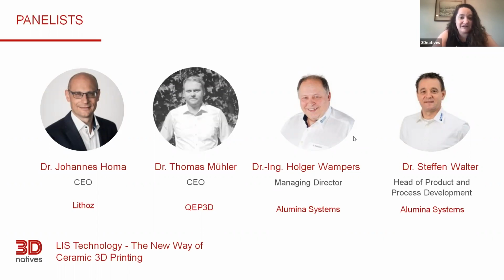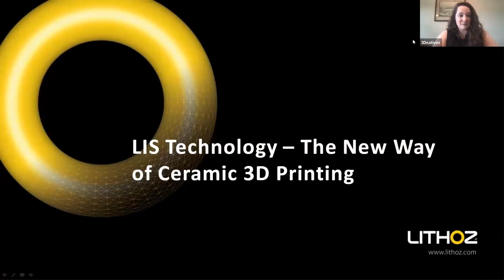From 2001, he was working with corporate technology at Siemens in Munich in different topics like high temperature and ultra high temperature materials development, as well as high temperature application of ceramic matrix composites. Since 2021, he has been the head of product and process development at Alumina Systems and coordinates the additive manufacturing technologies, DLP, LCM, and LIS. And with that, we will actually now move into the bulk of the webinar. So welcome once again, everyone, and let's get started.